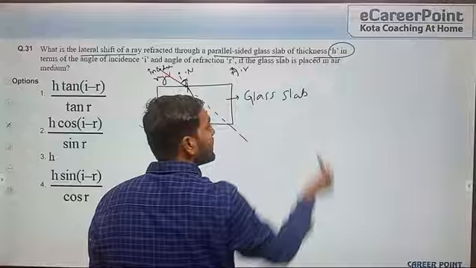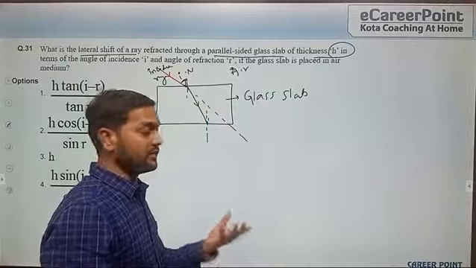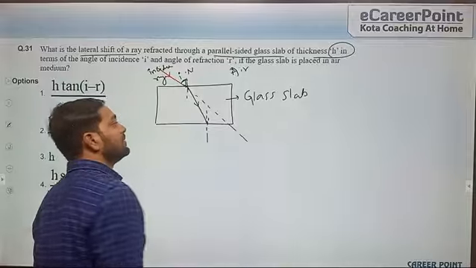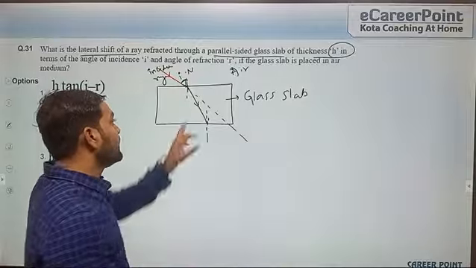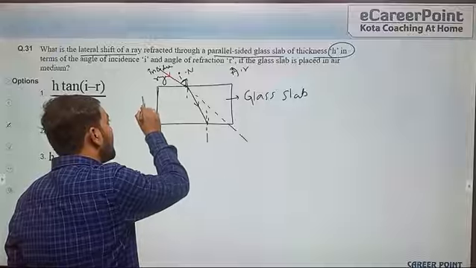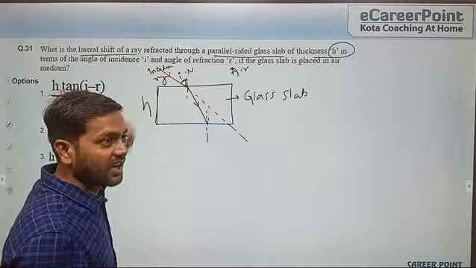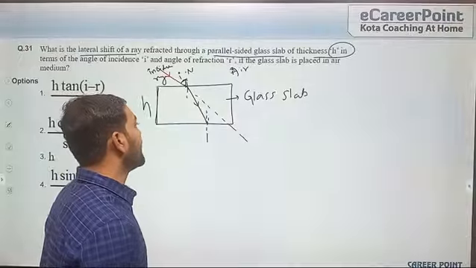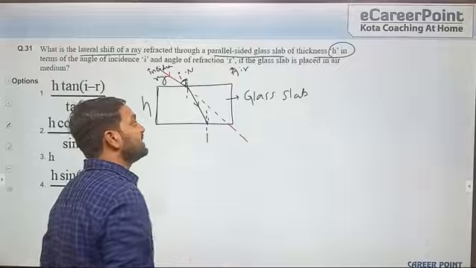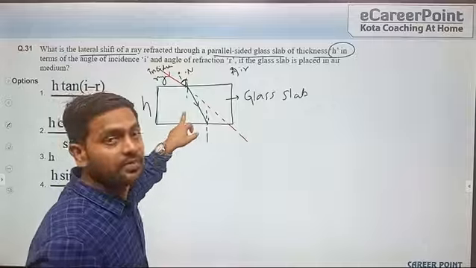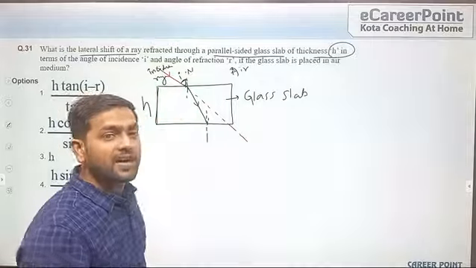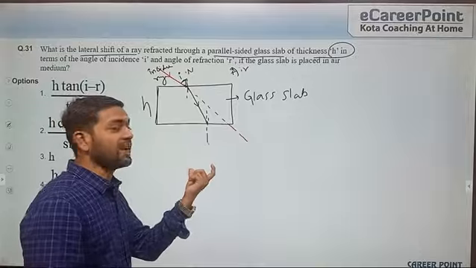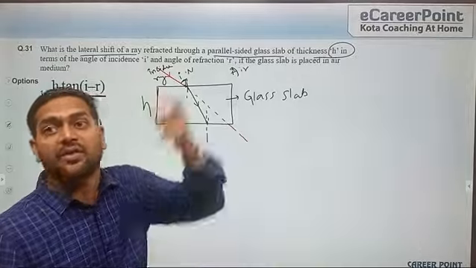So the glass slab has a refractive index, right? Here the object has height h, the thickness of the glass slab. When the incident ray is coming from the denser medium, when a light ray travels from denser medium to rarer medium, then the refracted ray bends away from the normal.